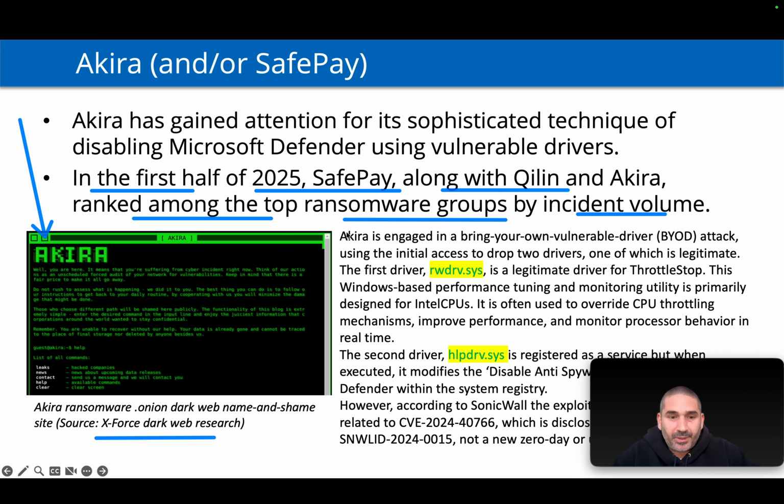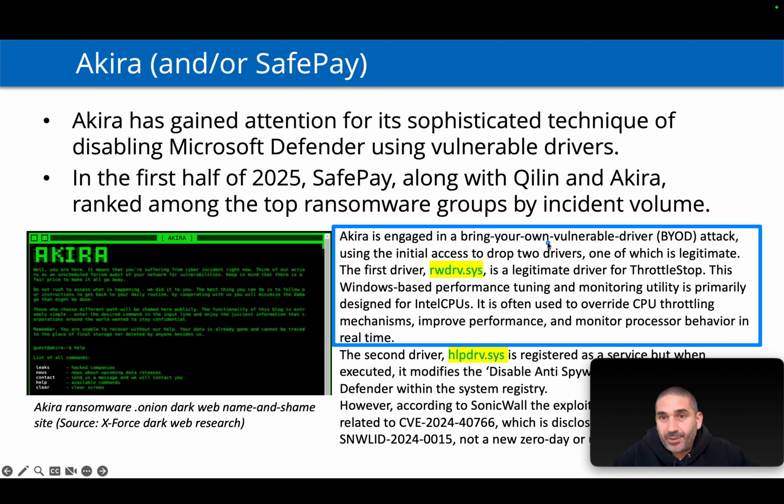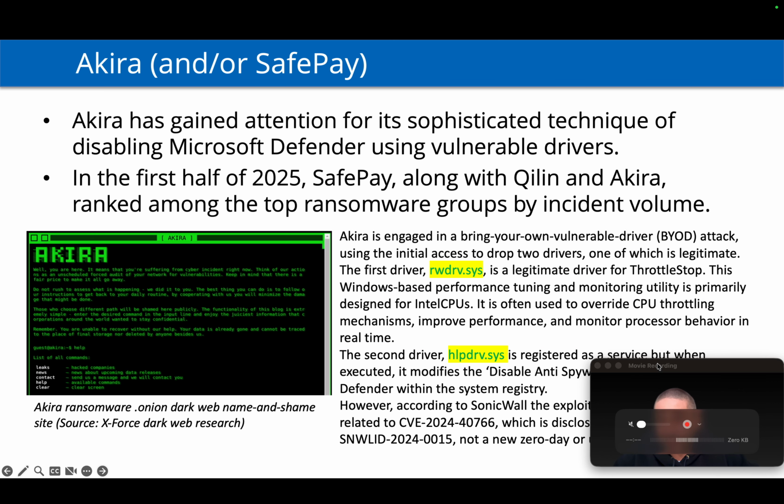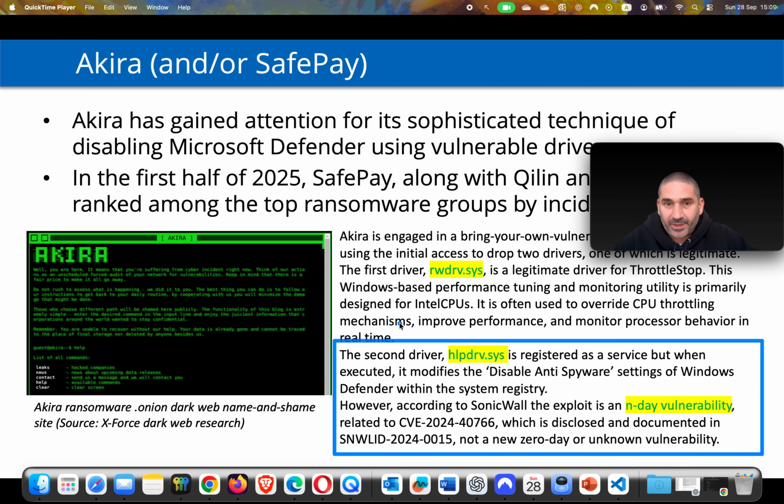Now here we can look at a small explanation of how it works. Akira is engaged in a bring your own vulnerable driver attack, using initial access to drop two drivers, one of which is legitimate. The first driver is a legitimate driver for ThrottleStop, a Windows-based performance tuning and monitoring utility primarily designed for Intel CPUs, and it's often used to override CPU throttling mechanisms and improve performance. The second driver is registered as a service, but when executed, it modifies the disable anti-spyware settings on Windows Defender within the system registry.